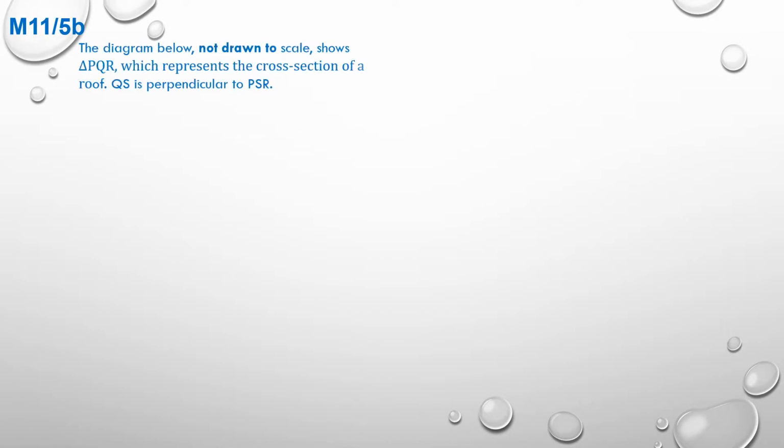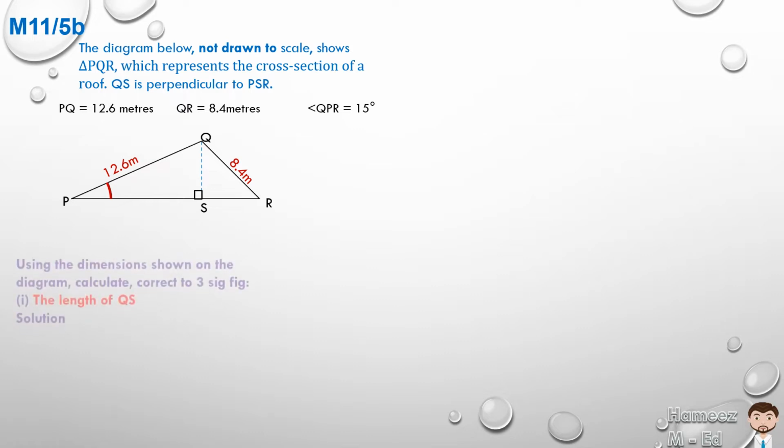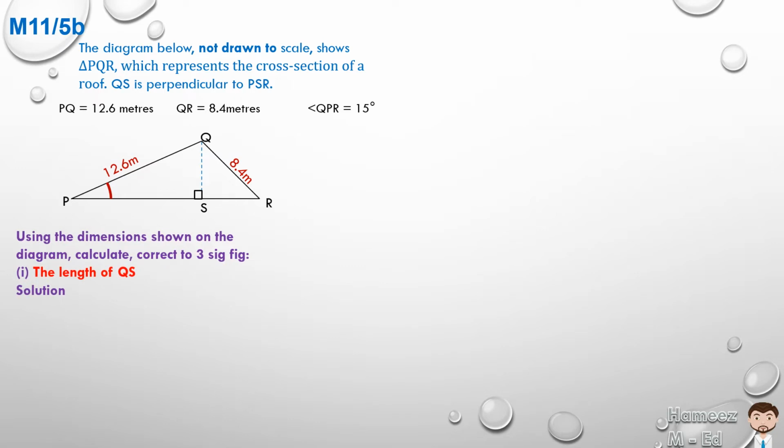2011 number 5b, the question: the diagram below, not drawn to scale, shows triangle PQR, which represents a cross-section of a roof. QS is perpendicular to PSR, meaning that they are 90 degrees to each other. PQ is equal to 12.6 meters. QR is equal to 8.4 meters. And angle QPR, which means the angle at the corner P, is equal to 15 degrees. Using the dimensions shown on the diagram, calculate, correct to three significant figures, part 1, the length of QS.